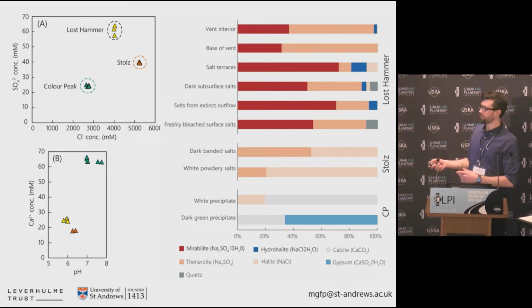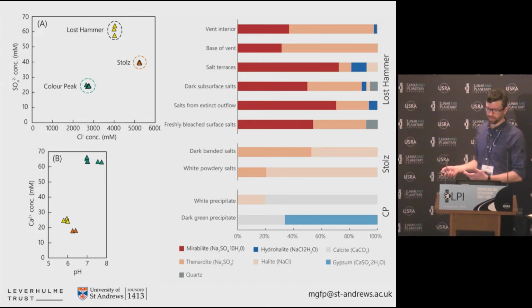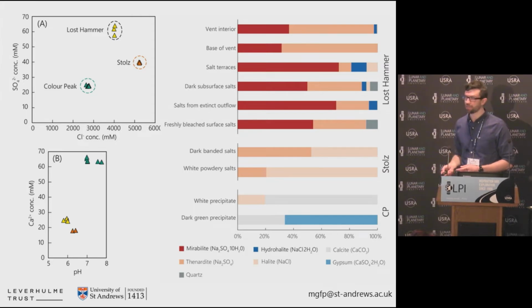And then we move to Stolz, which is essentially much more chloride-rich mineralogy, and Color Peak actually dominated by things like gypsum and calcite, which is what's forming those dark green terraces. The anhydrous salts we're seeing here, like the phenodites and the halites, we think, because these were measured at 20 degrees C, are basically just dehydrated, hydrated salts.